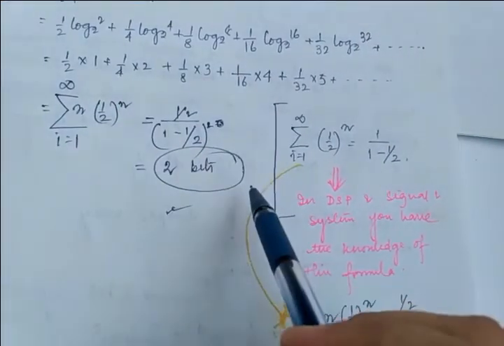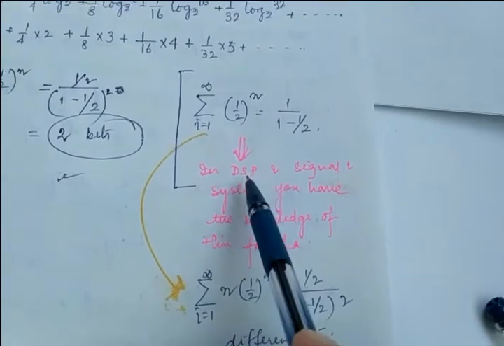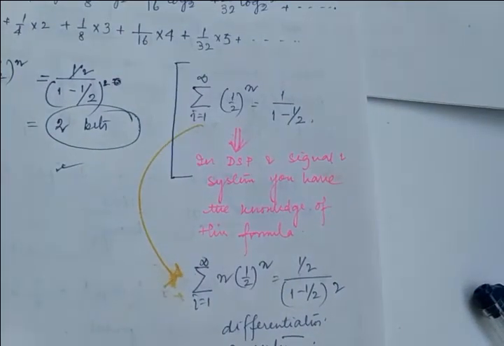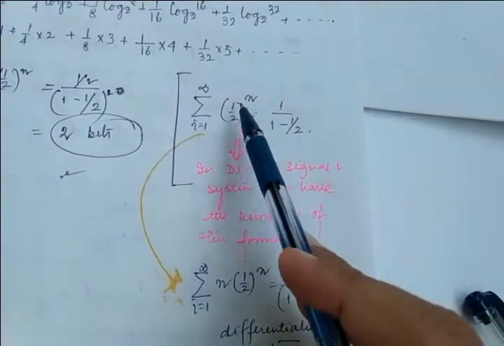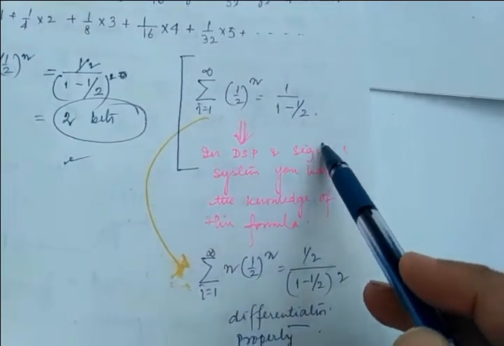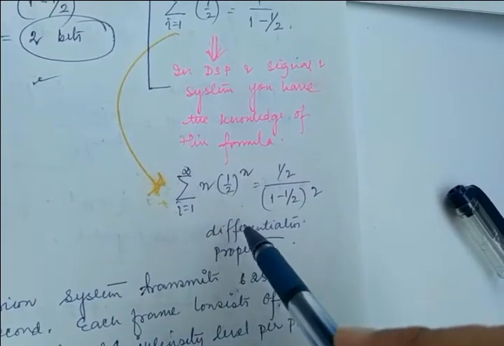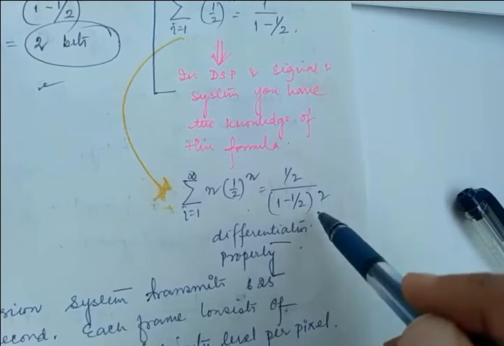And what will be the series formula? Please see that if it's (1/2)^n, because you have already calculated the various formulas and properties in DSP, signals and systems and so on, it is nothing but 1/(1 - 1/2). And if we multiply n with this, this is a differentiation property, and this becomes (1/2) divided by (1 - 1/2) squared.